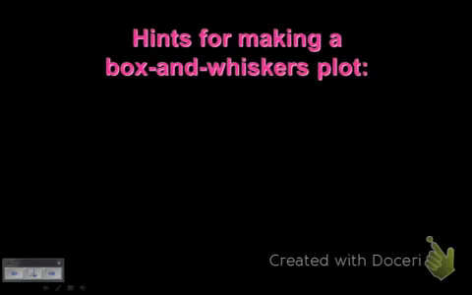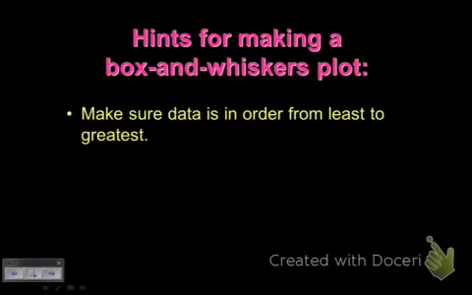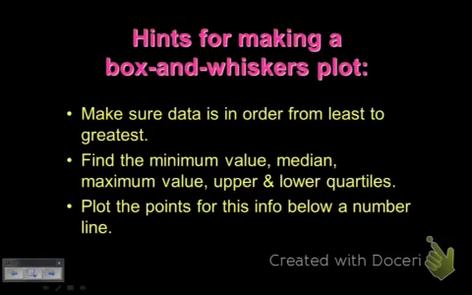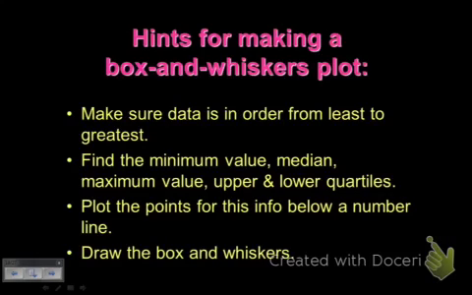So here are some hints for making a box and whisker plot. You might want to take some notes right here, write these down. 1, make sure data is in order from least to greatest. So in order to do it, you got to get your numbers in order, smallest to biggest. 2, find the minimum value, the median, the max, the upper and lower quartiles, those 5 points. And 3, plot those points onto a number line. Okay, those 3 right there. You got to pause, anything like that. Pause this right now, write those down. Those are your 3 steps. And then draw the box and whiskers as your 4th step.